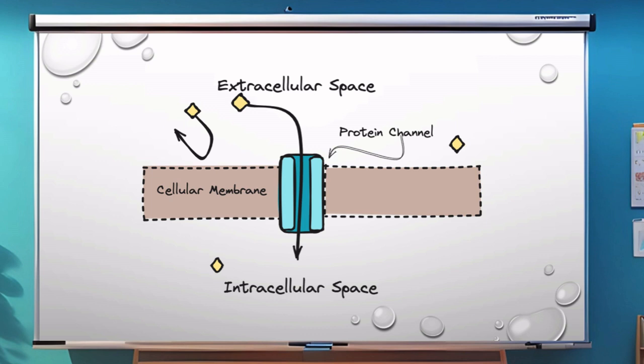One of the main things you can do with it is add a gate. You can actually choose when the channel is open and when it's closed. Now, opening and closing the channel may be an active or energy-consuming process, but the diffusion itself is still passive.